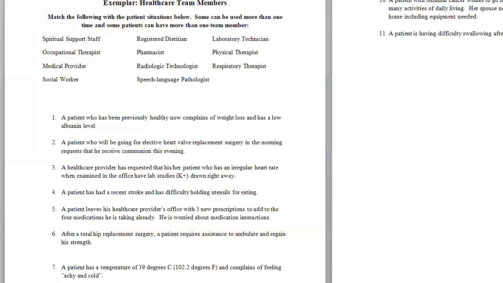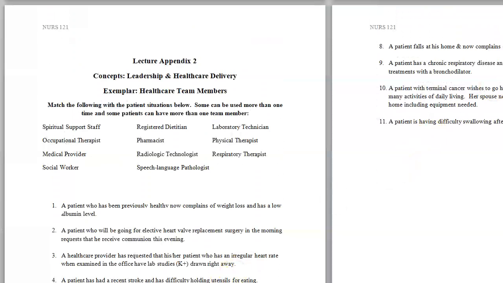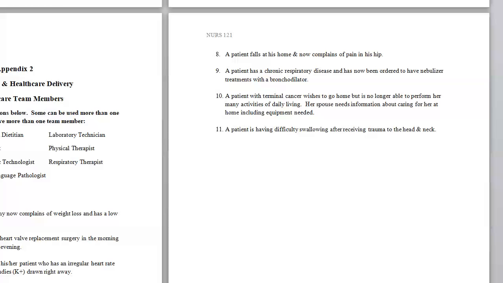All right, so let's go up to question 8. Okay, let me put it on the screen for you. All right, you guys are doing very good with this exercise. A patient falls at his home and now complains of pain in his hip. So he's probably got to have an x-ray, so who would be involved in that care? I'll be darned. It would be the radiologic technologist. Absolutely, or the medical provider who would order the x-ray as well.